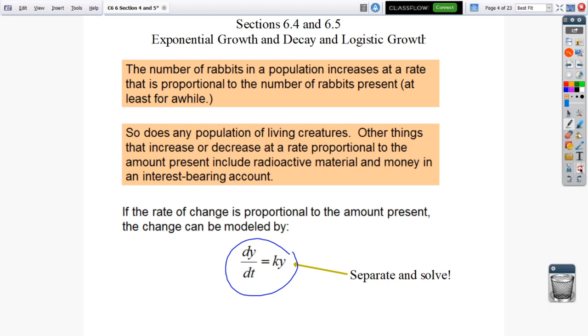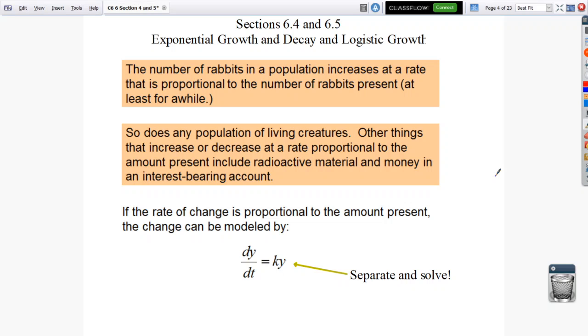And here we go with exponential growth and decay. Exponential growth is really when you talk about a population growing at a rate proportional to its population size. So we actually have up here an example with rabbits. And the way that we can think about this is the number of rabbits in a population increases at a rate that is proportional to the number of rabbits present, at least for a while.